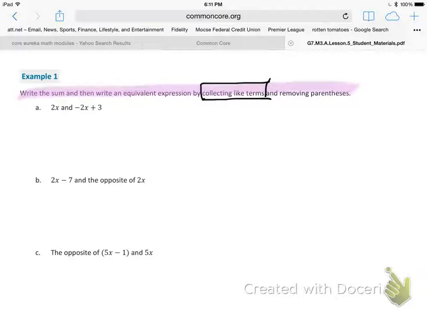Right here it just says 2x and -2x plus 3. So they want you to write a sum. If I replace "and" with a plus sign, that's going to be 2x plus -2x plus 3. I can put those in parentheses, because these are 2 separate expressions that we are actually adding together.